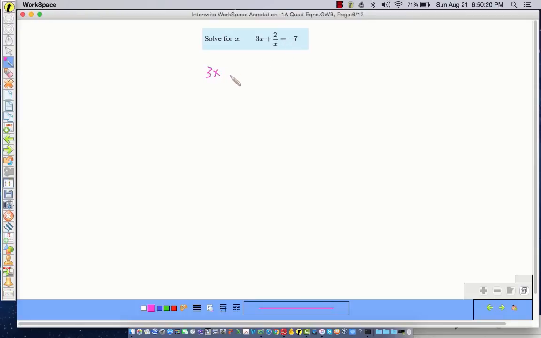Let me show you what I'm talking about. So I'm going to add 7 to both sides. That equals 0. Then I'm going to multiply the whole thing by x, and that is to clear this denominator. Distributive property gives me 3x squared plus 2 plus 7x equals 0.